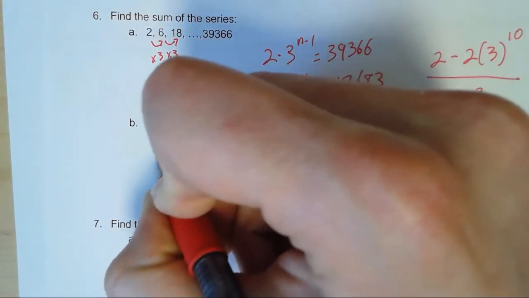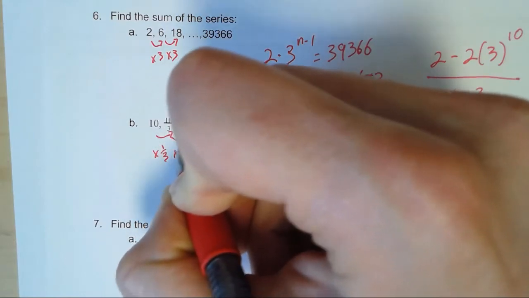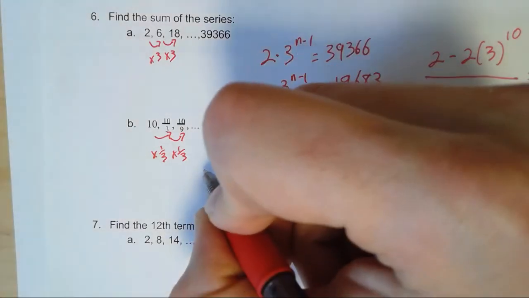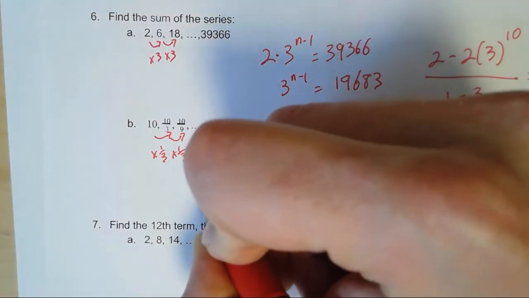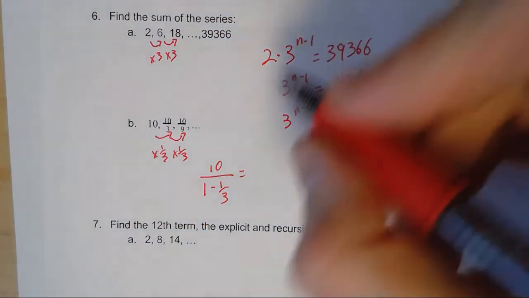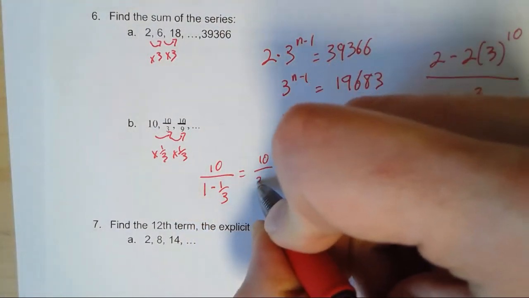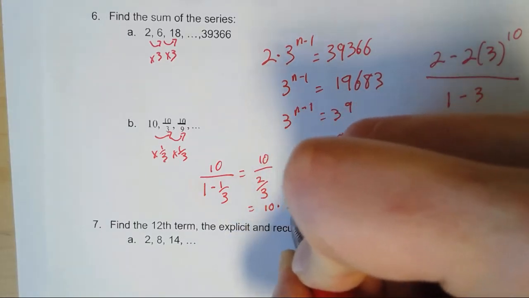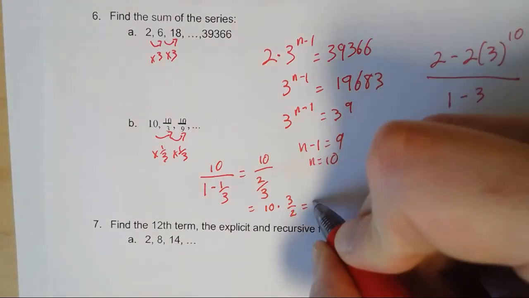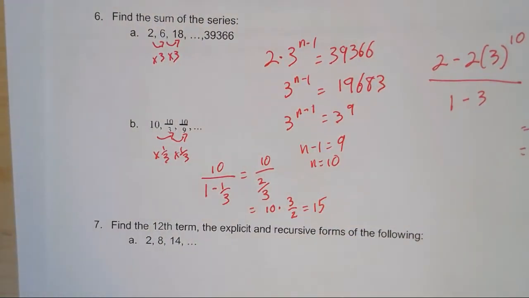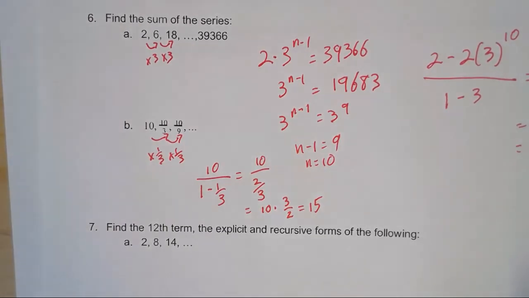Now with part B, this is an infinite geometric series. And each time we're multiplying by 1/3. And since we're multiplying by 1/3, that means we can find the sum. So we take the first term over 1 minus the common ratio, which is 1/3. So we have 10 over 2/3. So that's 10 times 3 halves, which is 15. And that's the sum for part B of number 6.